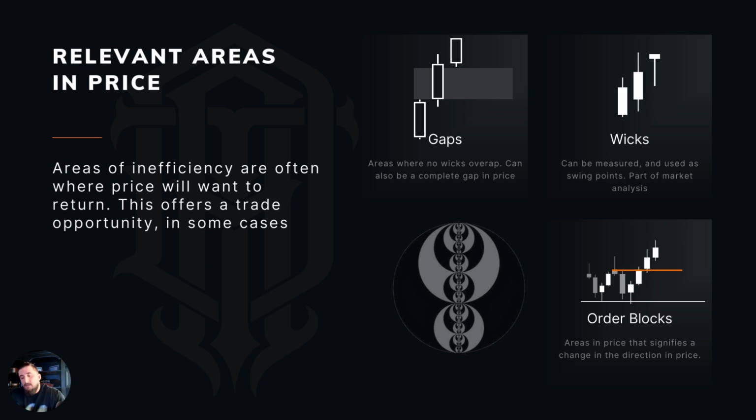And lastly, we have order blocks. So these are areas in price. They are specific candles that signify a change in the direction. So we see that price swept liquidity on that second swing low, and it also tagged an important level. Now, when price breaks above that series of down candles, it is signifying to us that there has been a change in the state of price delivery.